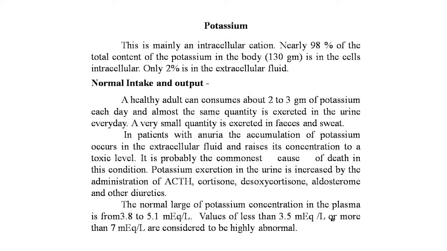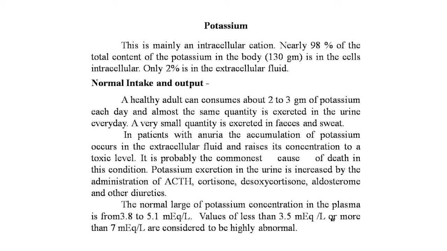Now the normal intake and output. A healthy adult can consume about 2 to 3 grams of the potassium each day, and almost the same quantity is excreted in the urine every day. A very small quantity is excreted in feces and sweat. In patients with anuria, the accumulation of the potassium occurs in the extracellular fluids and raises its concentration to a toxic level. It is probably the commonest cause of the death in this condition.